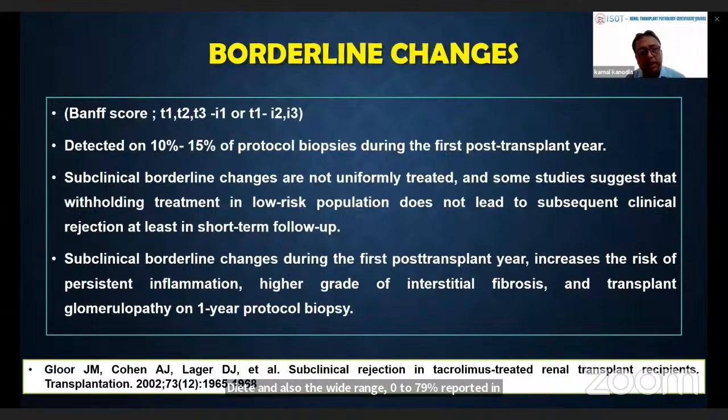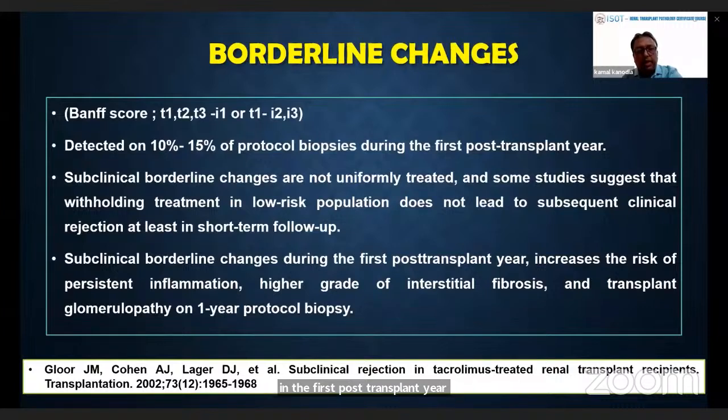Now coming to the borderline changes. According to the Banff classification, borderline rejection means there is tubulitis with interstitial inflammation. The score of the tubulitis should be T1, T2, T3 with mild interstitial inflammation, I1 level, or tubulitis at T1 with moderate interstitial inflammation, that is I2, I3 level. And it is detected in 10 to 15% of protocol biopsies during the first post-transplant year.